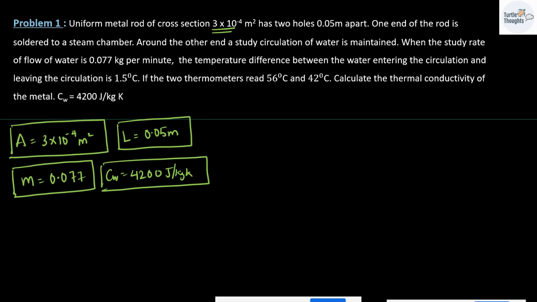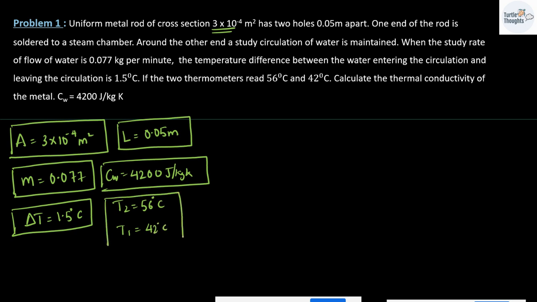Next, they have given two temperatures, right? Also, they have given delta T. Yes, the delta T, the change in temperature, is going to be 1.5 degrees Celsius. However, T2 and T1 are given. T2 can be taken as 56 degrees Celsius. T1 can be taken as 42 degrees Celsius. These are the data which are given in the question, right?